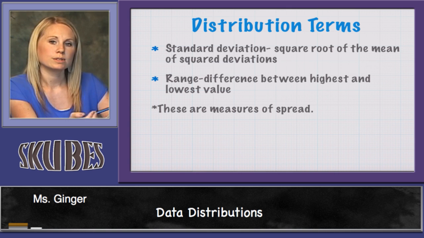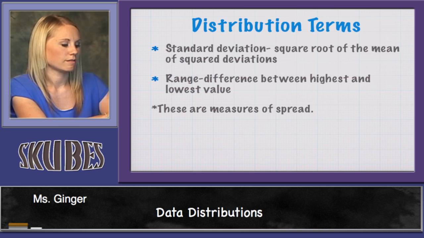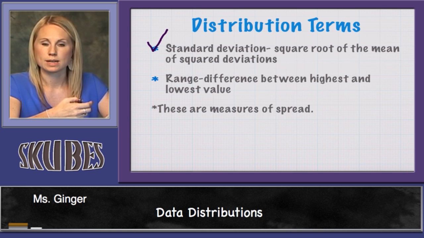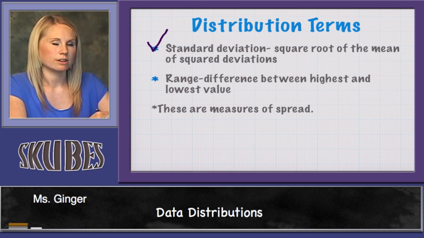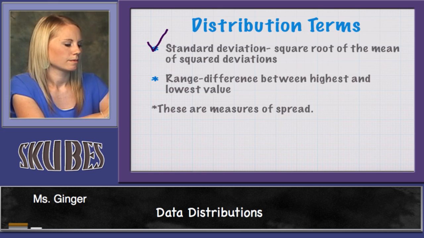Okay, other terms that you'll come across that deal more with the spread of your data, how far spread out your data values are, is called standard deviation. That just has to do with how far your data values are spread away from your mean. If you have a large standard deviation, that's going to mean that your data is more spread.